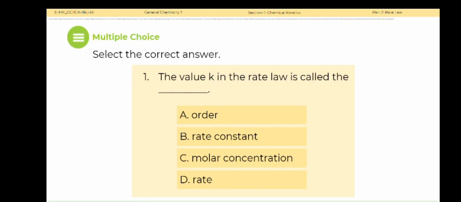Welcome to the General Chemistry 2 class. This quiz is about the rate law. Let's begin. Number 1. The value k in the rate law is called the blank. Select the correct answer. A. Order, B. Rate constant, C. Molar concentration, or D. Rate.